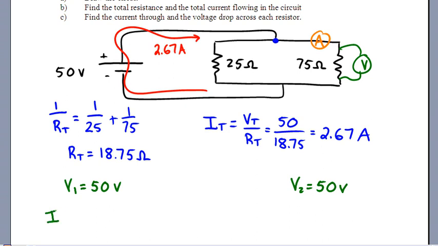Okay, here goes. The current through resistor number 1 will be the voltage drop across resistance number 1 divided by the resistance of number 1.